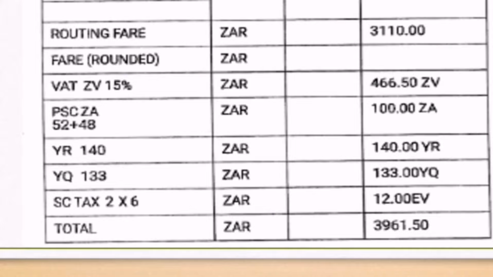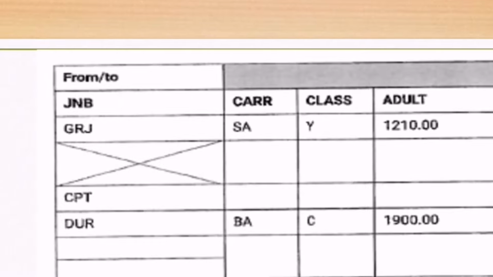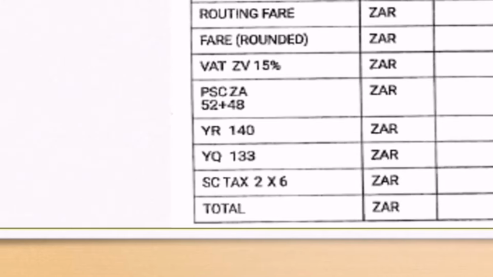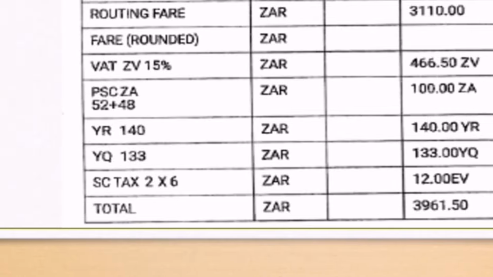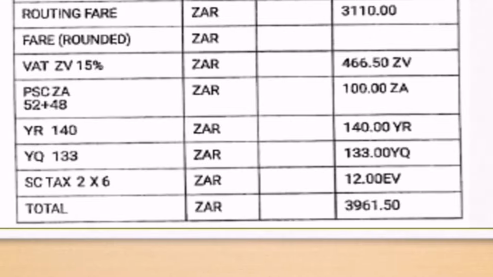Then we have your PSC. Remember, your PSC is based on your departure in each city. So you have a departure in Johannesburg and you have a departure in Cape Town. So your PSC is then 52 rand plus 48 rand. And then you write it in this box using the code ZA.